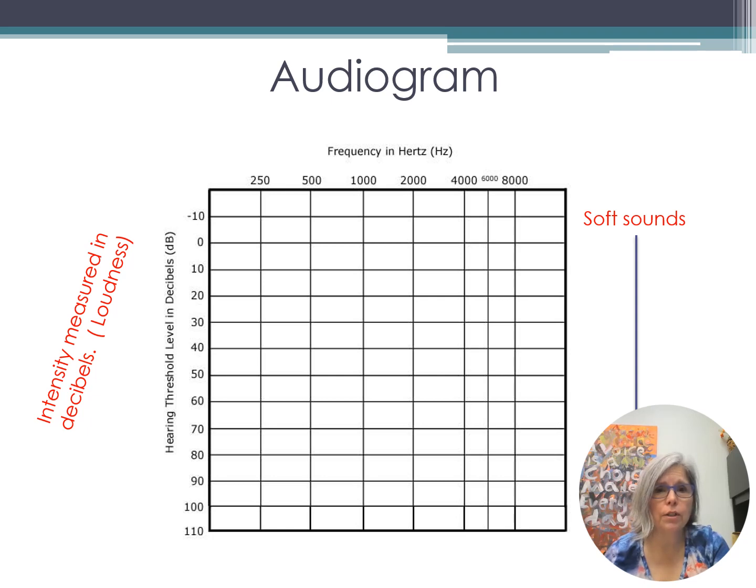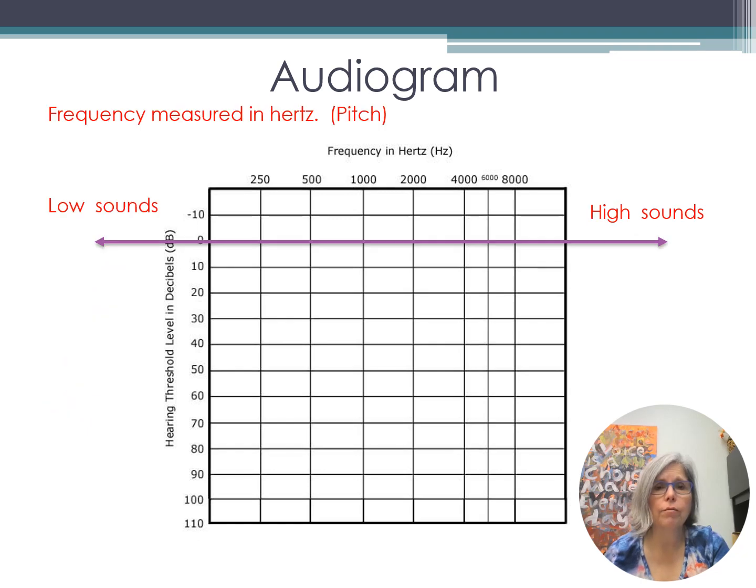So in this particular image, I've highlighted intensity going vertically. In this one, we're talking about frequency measured in hertz going horizontally. The left is the lower frequency or lower pitch sounds, and to the right are the higher frequency or higher pitch sounds. And remember that frequency and pitch are not exactly the same thing. Intensity and loudness are not exactly the same thing, but they're measuring the same direction on an audiogram. So we frequently will use those terms interchangeably, even though they're not the same.